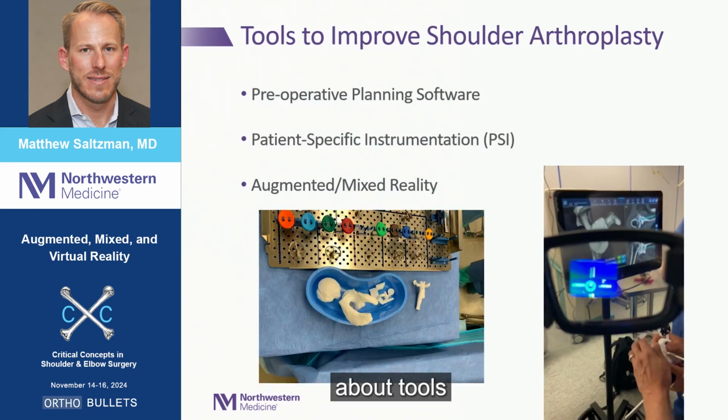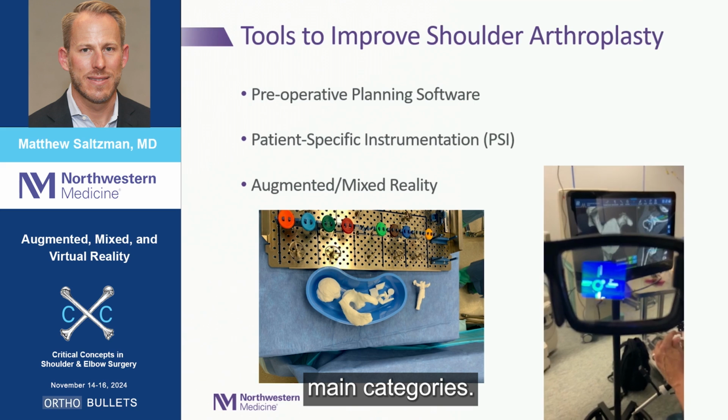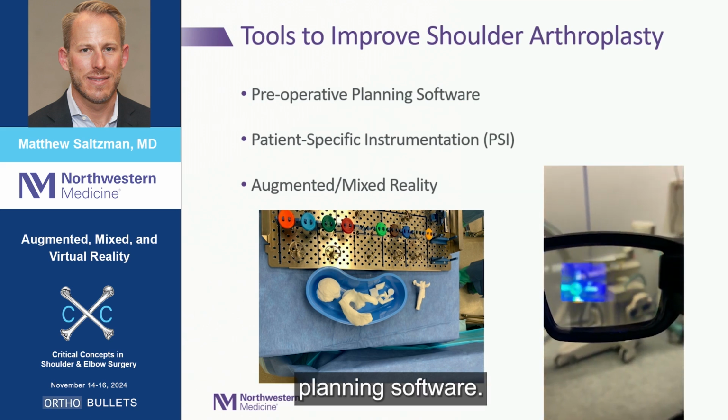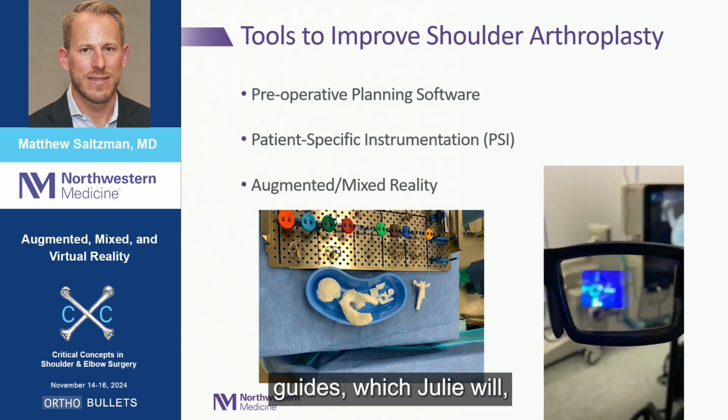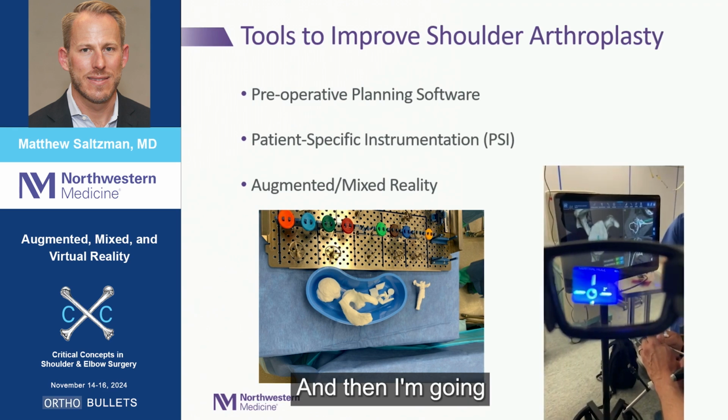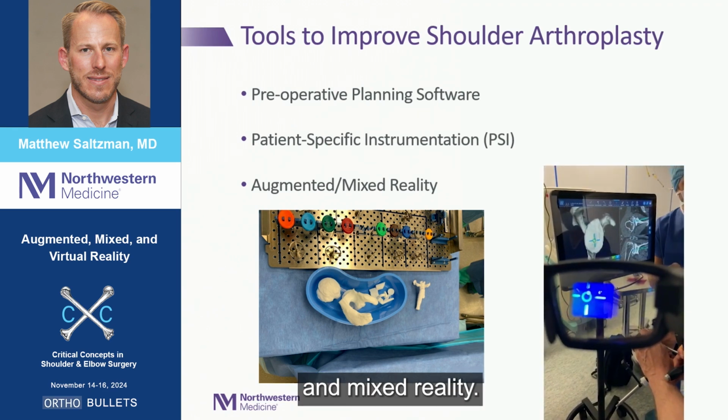So when we think about tools to improve shoulder arthroplasty, there's three main categories. There's preoperative planning software, there's patient-specific guides, which Julie will tell us about, and then I'm going to focus mostly on augmented and mixed reality.